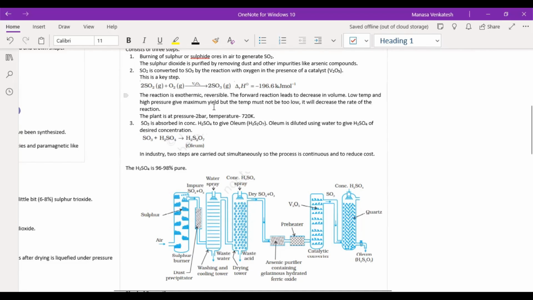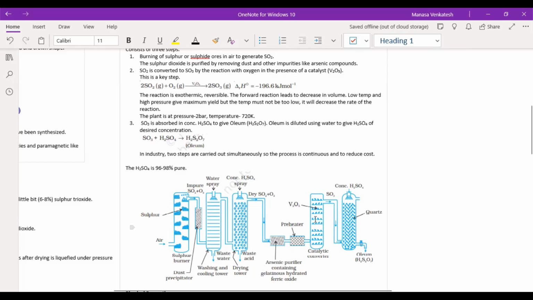So this is actually an exothermic reaction, and this is reversible in nature. To make sure that the reaction moves in the forward direction, low temperature and a high pressure is used here. The SO3 which is formed is going to get absorbed in concentrated H2SO4 to give oleum. And this oleum is diluted using water to give sulfuric acid of desired concentration.